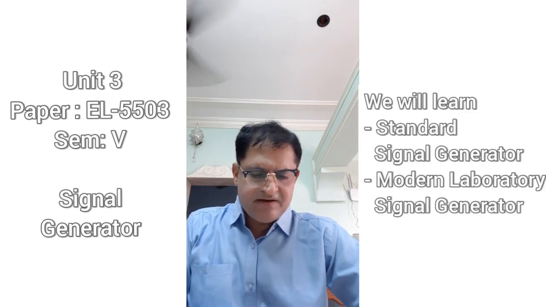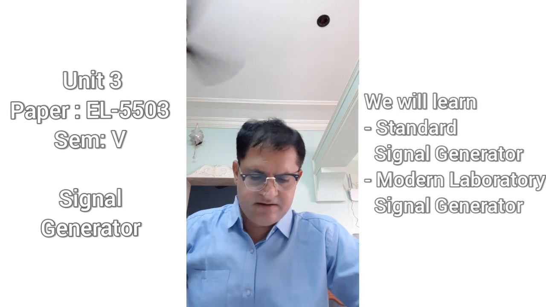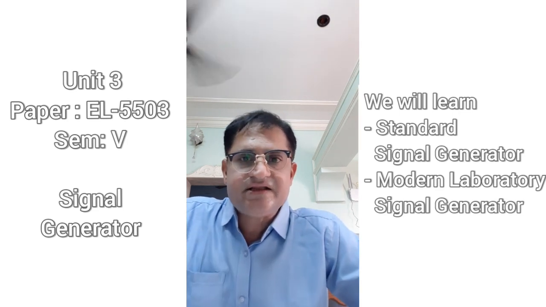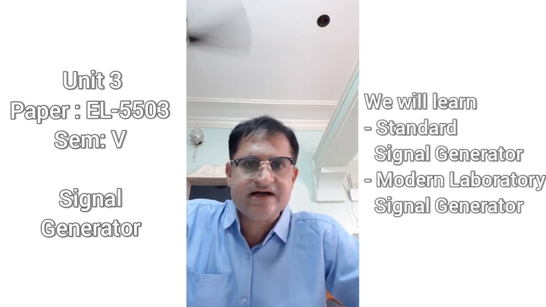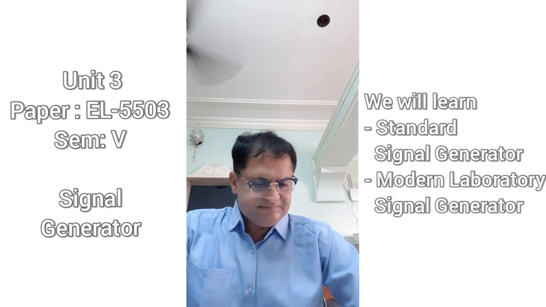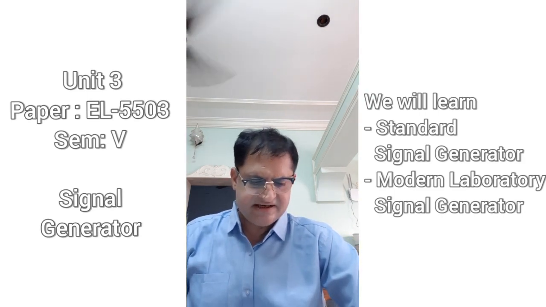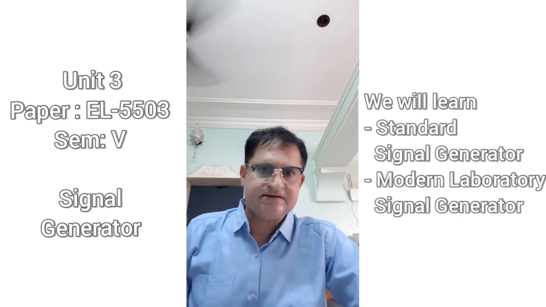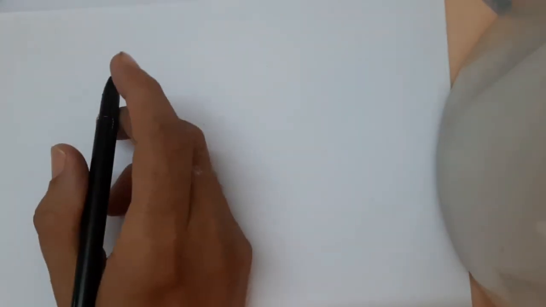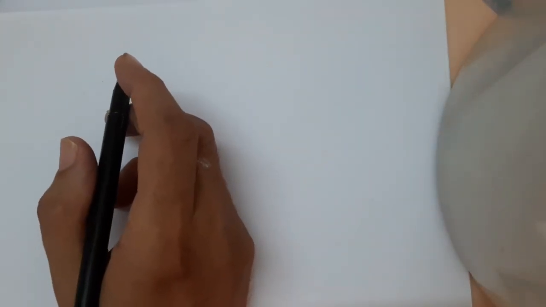Now this is the second lecture for the paper EL 5503, Unit 3, Signal Generators. Here we study the standard signal generators and modern laboratory signal generators. Now we start the second lecture of the signal generator.